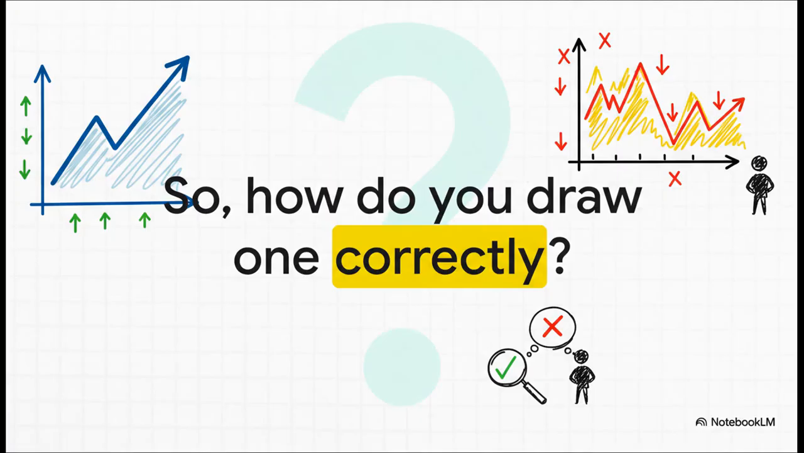This is probably the most important question, isn't it? Because listen, a poorly drawn trend line is actually worse than having no trend line at all. It can give you bad information and lead to some really rough decisions. So let's make sure that doesn't happen.